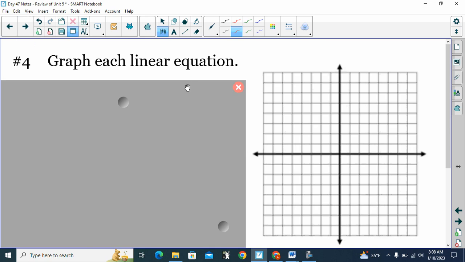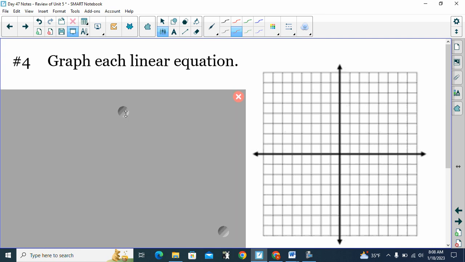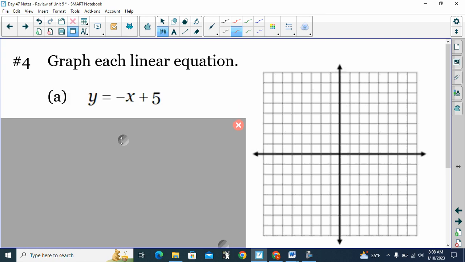Number 4 asks us to graph an equation. Graph each linear equation. Give you a minute to sketch your coordinate plane. Graph the given equation, and in part A it says y equals negative x plus 5.